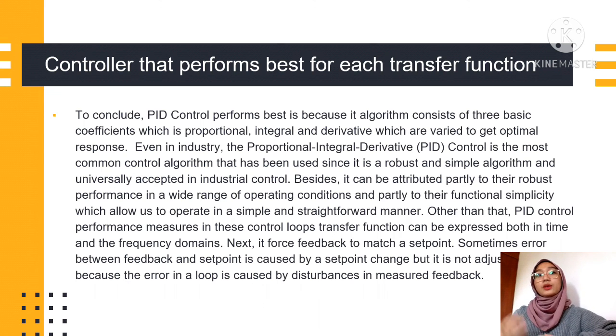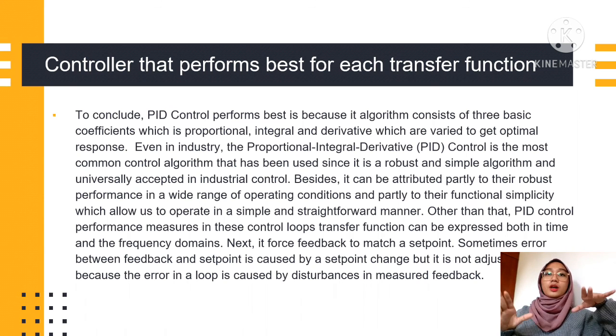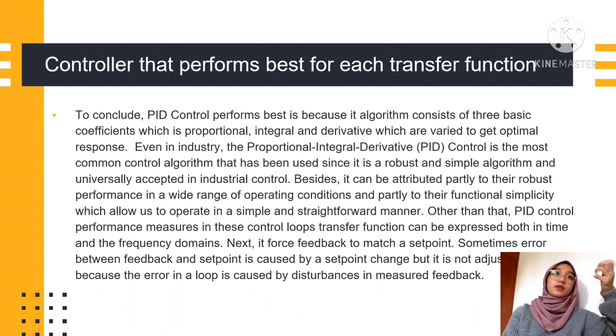Other than that, PID control performance measured in this control loop transfer function can be expressed both in the time and in the frequency domains. It forces feedback to the set point. Sometimes the error between feedback and set point is caused by a set point change, but it is not adjusted much because most error in a loop is caused by disturbances in measured feedback.